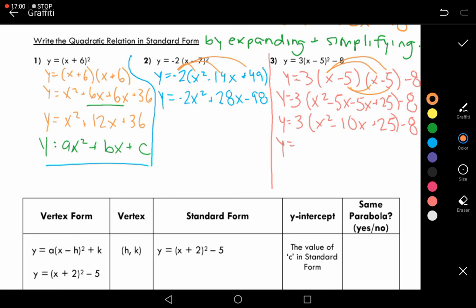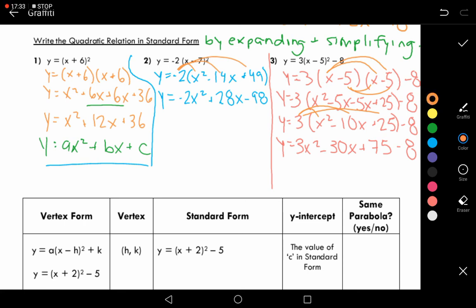Okay, now I need to distribute that 3 into my brackets. Each term in my brackets needs to be multiplied. 3 times 3x is 3x squared. 3 times negative 10 is negative 30x. And 3 times positive 25 is positive 75. And then again, just carrying that negative 8. We're not distributing to that negative 8 because it's outside of the brackets, right? We're only distributing inside of those brackets.